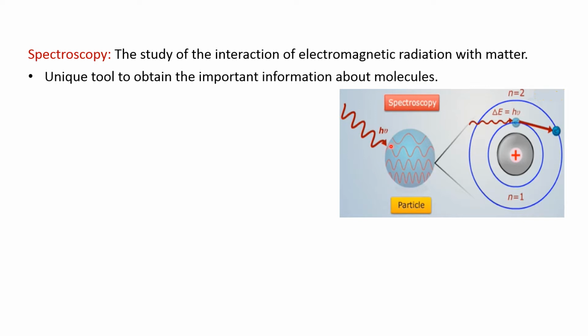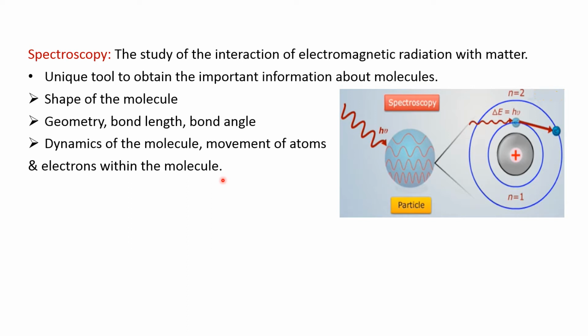So when light energy or electromagnetic radiation falls on a particle, this particle can absorb energy and it will jump from n is equal to 1 to n is equal to 2 state. So here there is interaction between the matter and electromagnetic radiation. Some change has occurred, that is excitation of electron from n is equal to 1 to n is equal to 2 state. So this interaction of electromagnetic radiation with matter is called spectroscopy. It is a unique tool to obtain important information about the molecules.